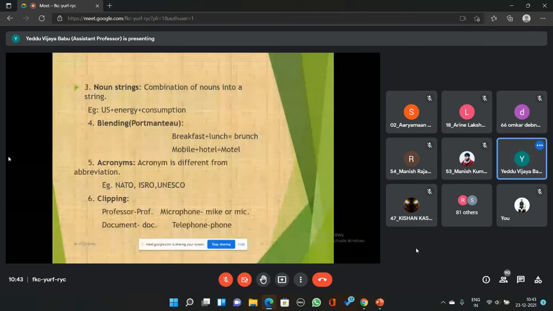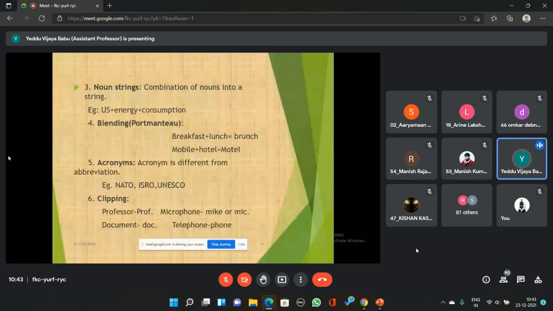The word mic is the short form of microphone. Like doc, we say. Doc is a short form of document. Quite often, a word which we use in everyday life is phone. Phone is a short form of telephone. Like that, this is a process of clipping.